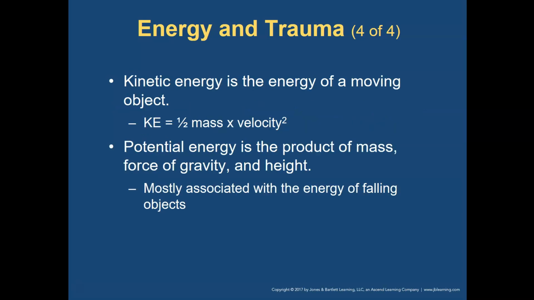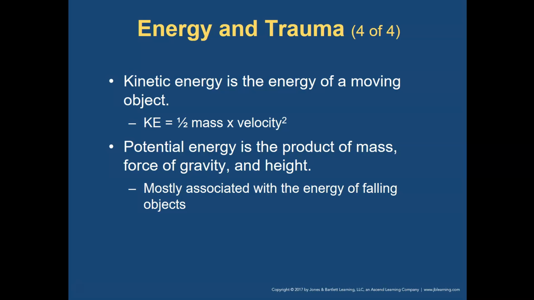So kinetic energy is the energy of a moving object. What that does is reflect the relationship between the mass or the weight of the object and the velocity or the speed at which it is traveling. So kinetic energy equals half of mass times velocity squared. According to the equation for kinetic energy, the energy that is available to cause injury doubles when an object's weight doubles, but quadruples when its speed doubles.